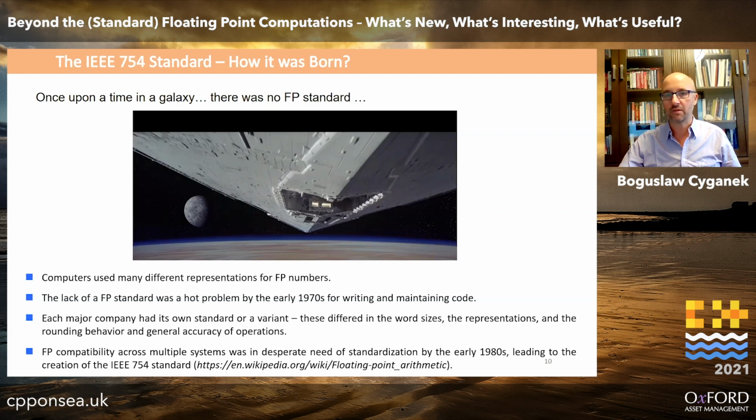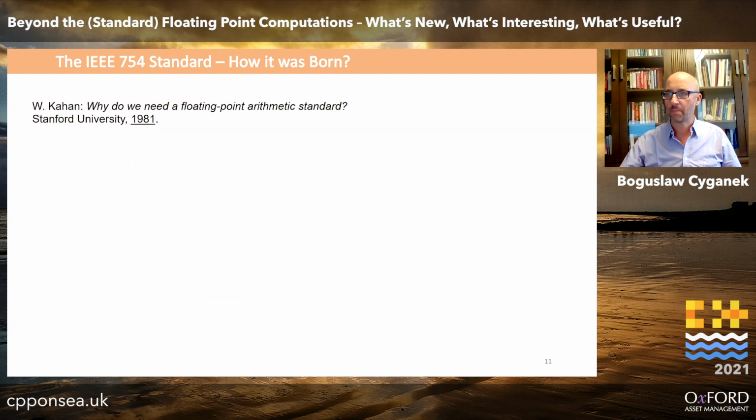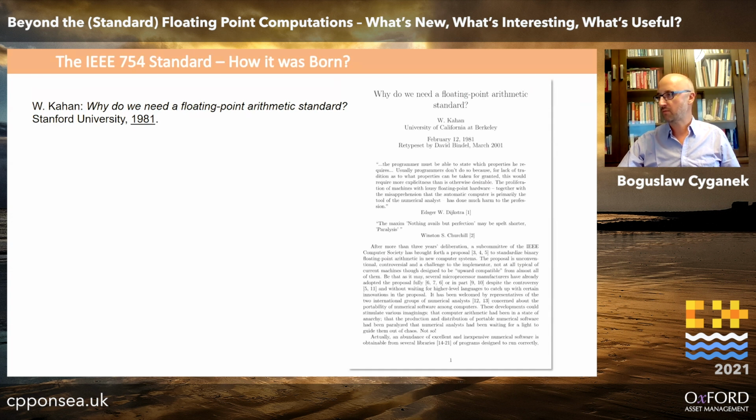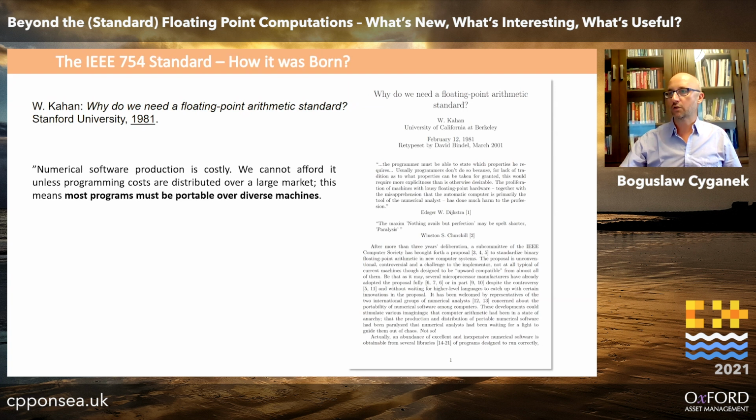And indeed, this happened. And this happened mostly thanks to Professor Kahan, who wrote this paper in 1981, Why Do We Need a Floating Point Arithmetic Standard? Here is the paper, if you are interested, quite well written and interesting to read even today. So I will only cite the beginning and the end of this paper.